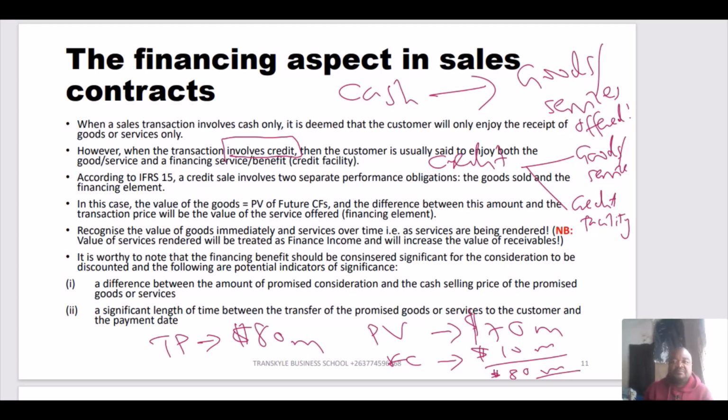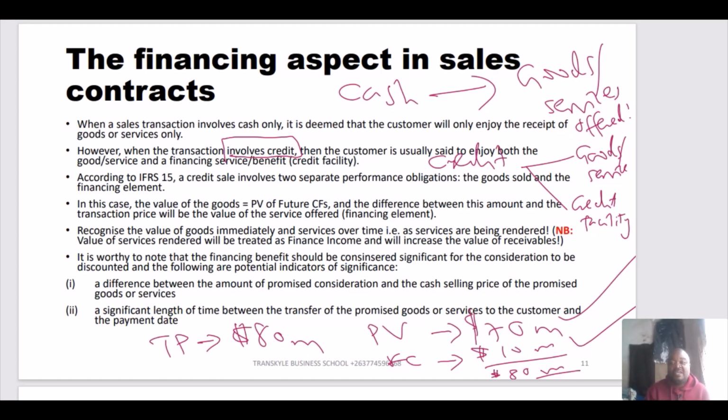All right, so that's how you are going to determine the transaction price. Remember, we are still at the transaction price level. The transaction price in this case, the 80 million, has to be shared between the price of the goods, which is 70 million, and the interest income. So if you recognize the whole 80 million as revenue, you are going to be wrong. The auditors are going to find you wrong.